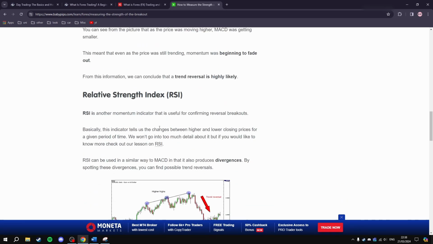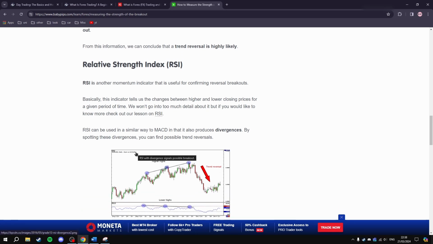The relative strength index. The relative strength index is another momentum indicator that is useful for confirming reversal breakouts. Basically, this indicator tells us the change between the higher and the lower closing prices for a given period of time. We won't go into too much detail about it, but if you would like to know more, check out our lesson on the relative strength index. RSI can be used in a similar way to MACD in that it also produces divergences. By spotting these divergences, you can find possible trend reversals.